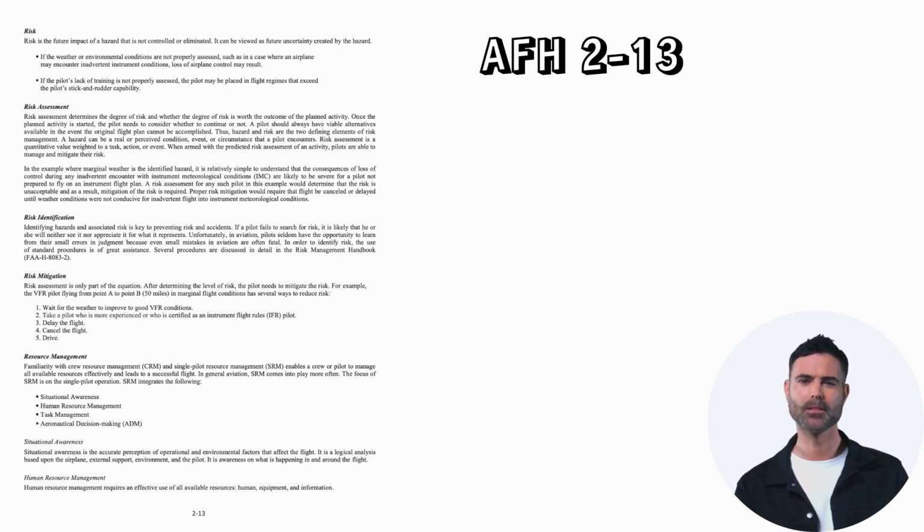Situational awareness. Situational awareness is the accurate perception of operational and environmental factors that affect the flight. It is a logical analysis based upon the airplane, external support, environment, and the pilot. It is awareness of what is happening in and around the flight.